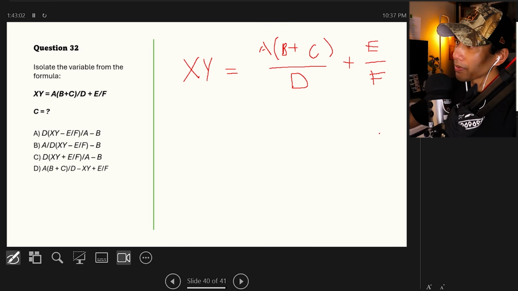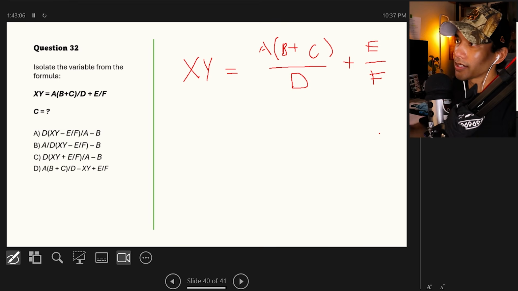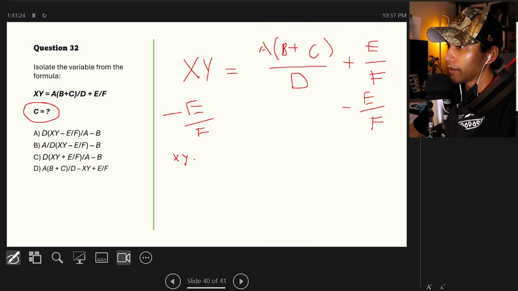We wouldn't multiply anything yet. We won't divide by anything just yet. What we would do first is just remove this right here because we want to isolate C. So we're going to go minus E over F on both sides. So you have X, Y minus E over F. You're going to have one ugly equation, but that's what this problem is designed to be.